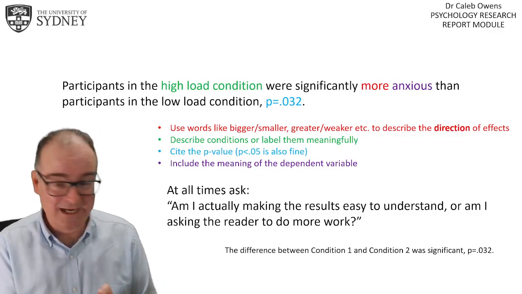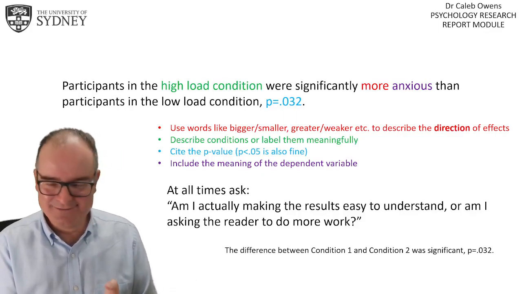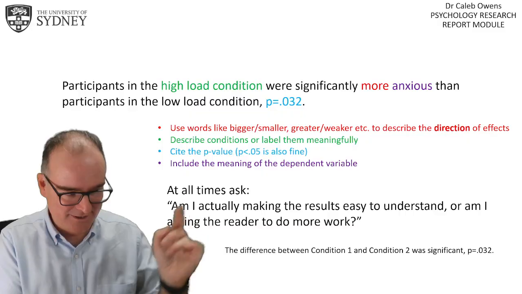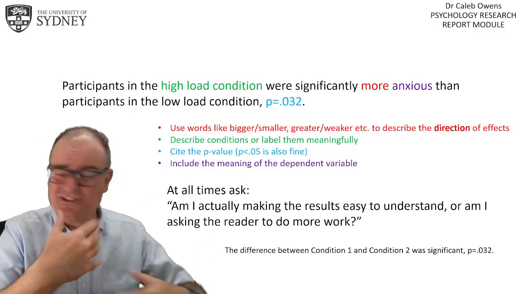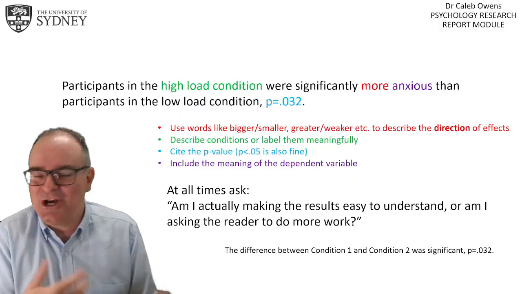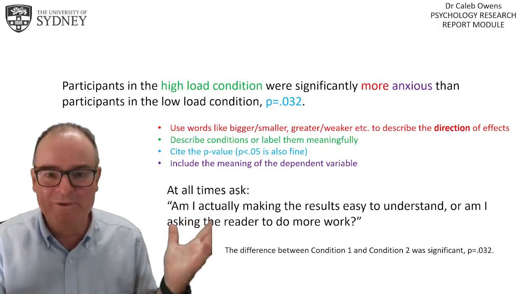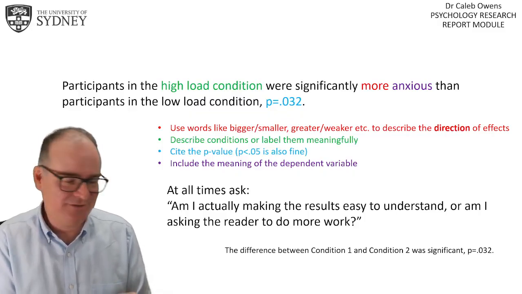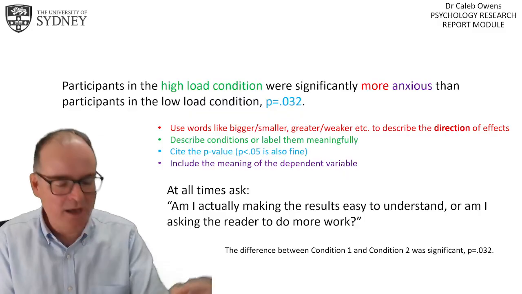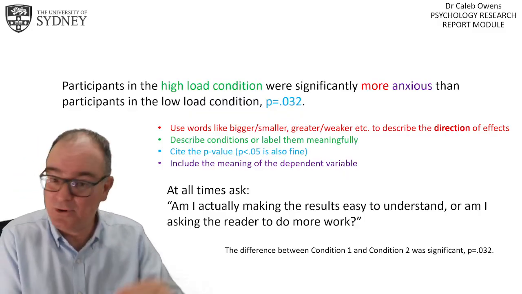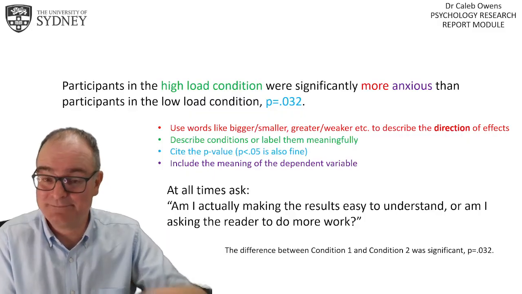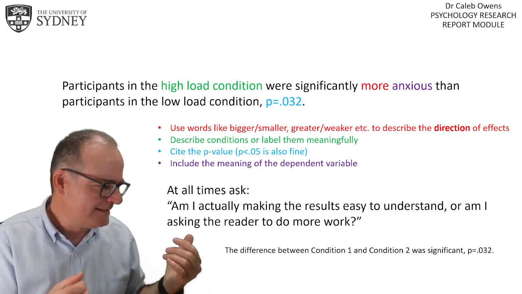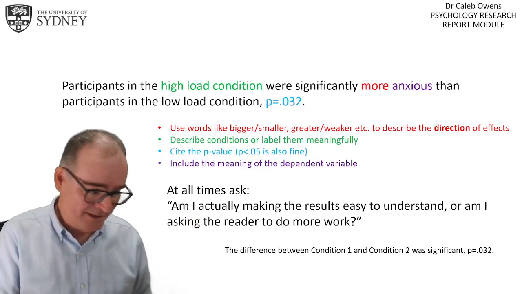Describe the conditions or label them meaningfully and make sure they connect to your hypotheses. Don't do that thing I mentioned earlier where you're describing something differently each time it comes up and ruining any thread. Make sure you're describing it in much the same way as you did in your hypotheses so that the reader thinks, oh yeah, okay, that was a hypothesis. Put them in the same order as the hypotheses, to make it even easier to read. Make those connections strong. Cite the p-value, include the meaning of the dependent variable.